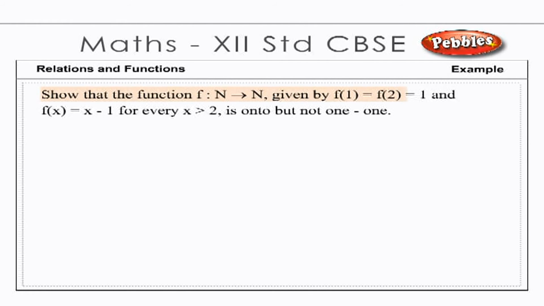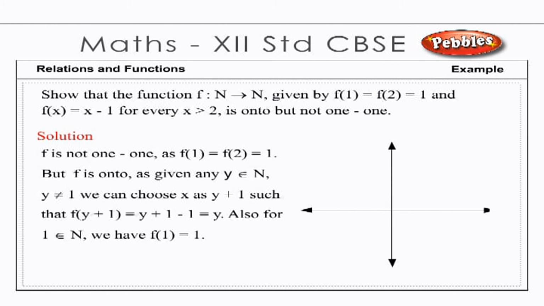Example. Show that the function f: N → N given by f(1) = f(2) = 1 and f(x) = x − 1 for every x greater than 2 is onto but not 1 to 1. Solution. f is not 1 to 1 as f(1) = f(2) = 1, but f is onto as, given any y belonging to N, y not equal to 1, we can choose x as y + 1 such that f(y + 1) = y + 1 − 1 = y. Also, for 1 belonging to N, we have f(1) = 1.